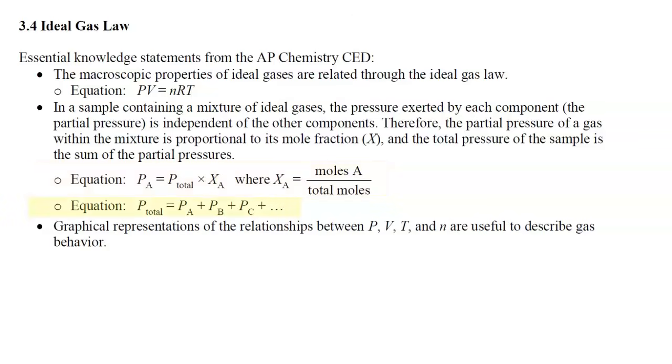And the other equation is saying that the total pressure of the gas mixture is equal to the sum of the individual partial pressures of the various gases in that mixture. So those components could be A, B, and C. So the partial pressure of A plus the partial pressure of B plus the partial pressure of C, etc.